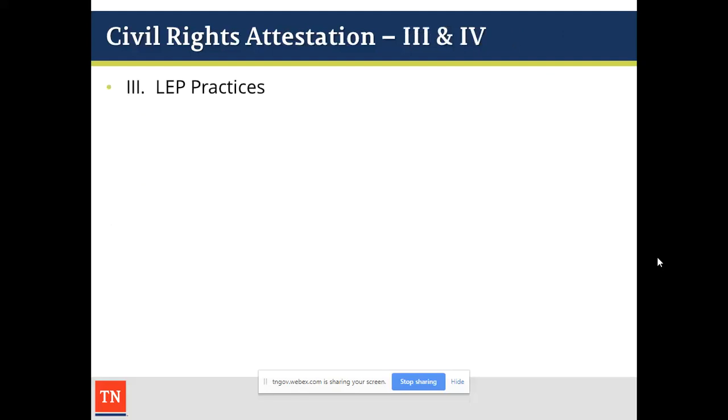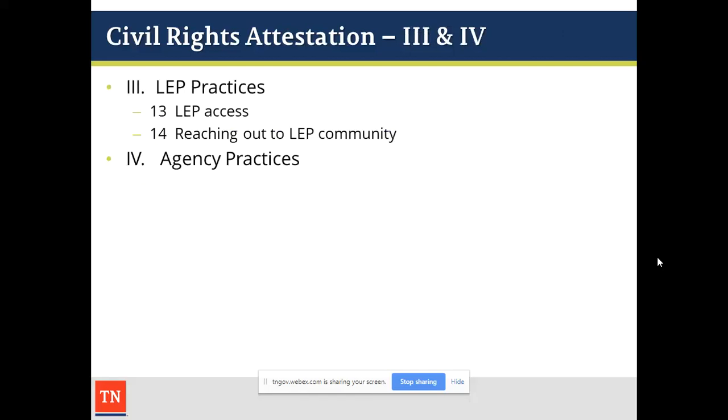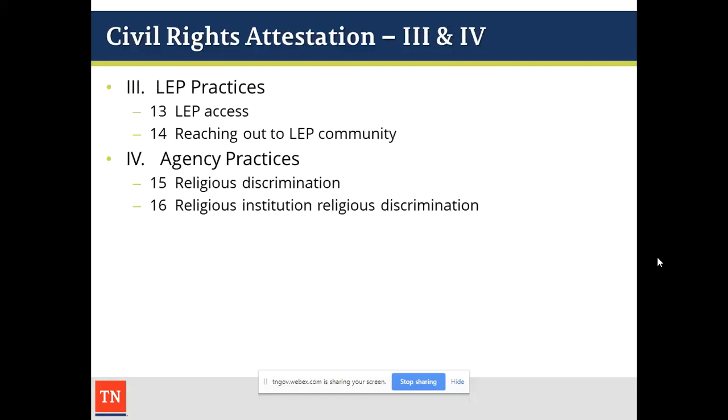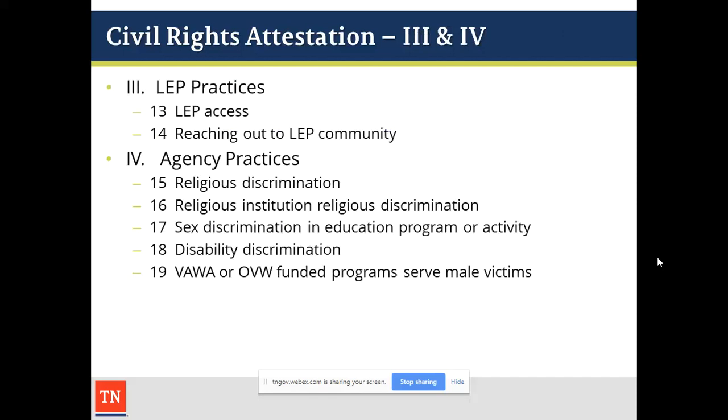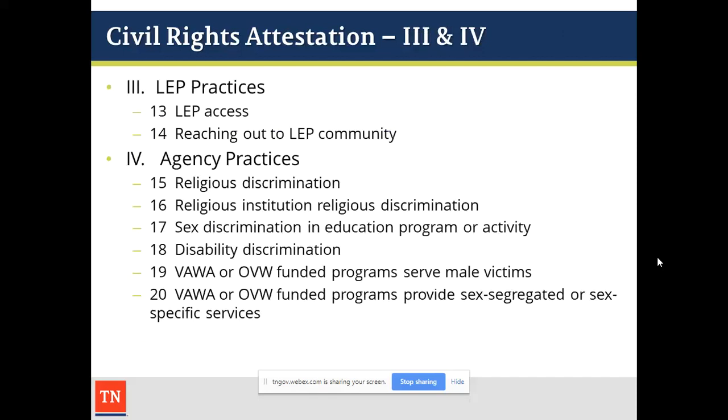The 3rd section deals with limited English proficiency practices. So question 13 wants to know, do beneficiaries have LEP access? And question 14 asks if the agency is reaching out to the LEP community. The last section of the attestation deals with agency practices.